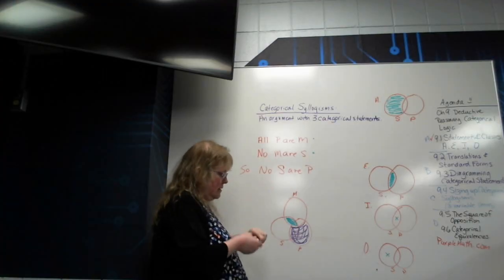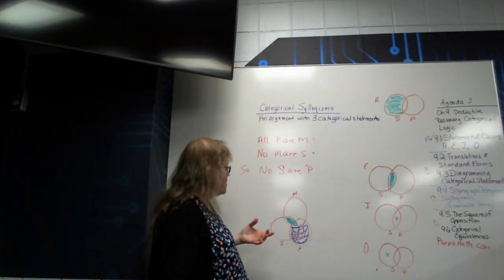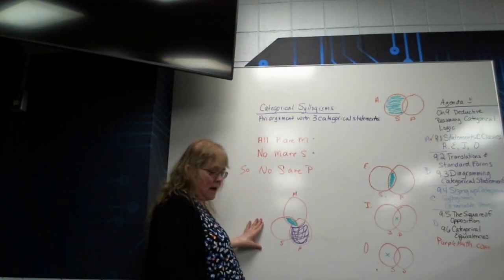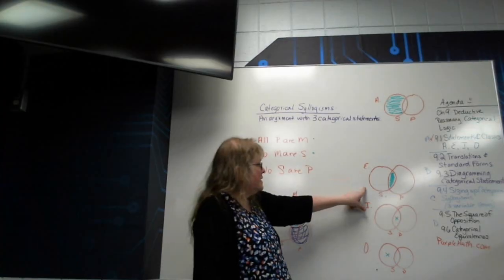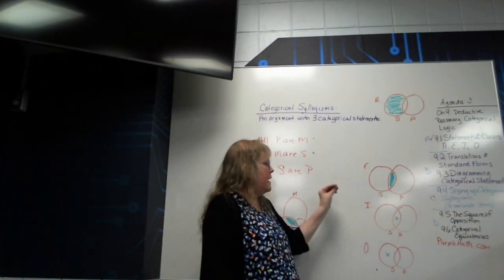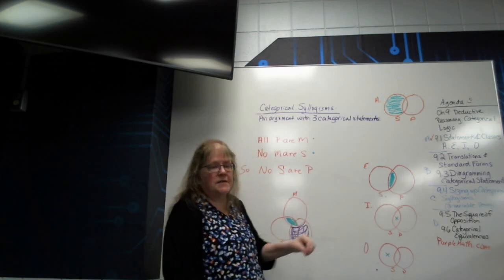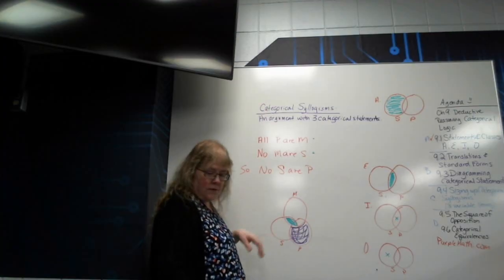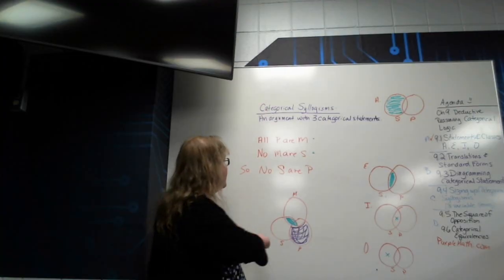Okay, so then I have no S are P. Can I say no S are P from this diagram? Well, yes, I can. Because no S are P is here. It's an E statement. So the whole eyeball section between S and P has to be empty, and it is. Okay, so this is valid.